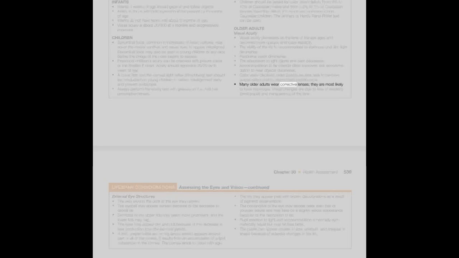Many older adults wear corrective lenses. They are most likely to have hyperopia. Visual changes are due to loss of elasticity, presbyopia, and transparency of the lens.